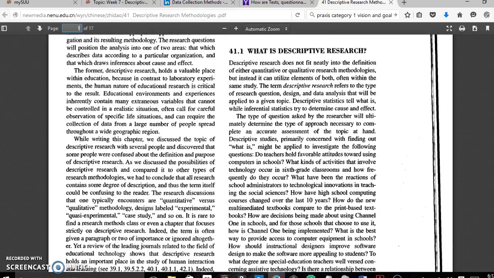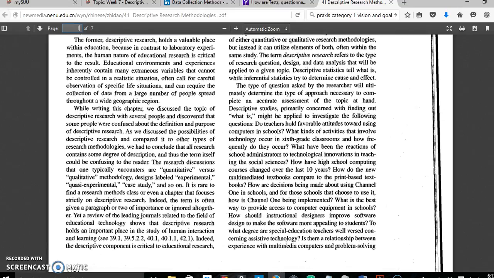What it says here is that it is the what that helps determine how we can determine cause and effect later on. So descriptive statistics tell the what is and how it can be applied to investigate different cause and effect questions.